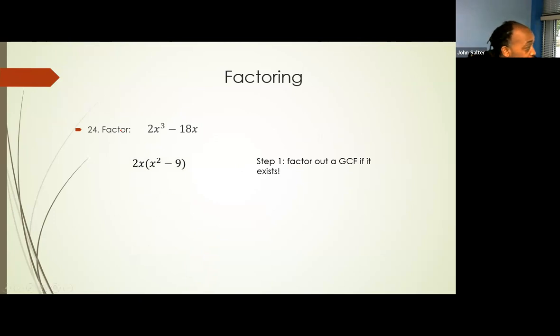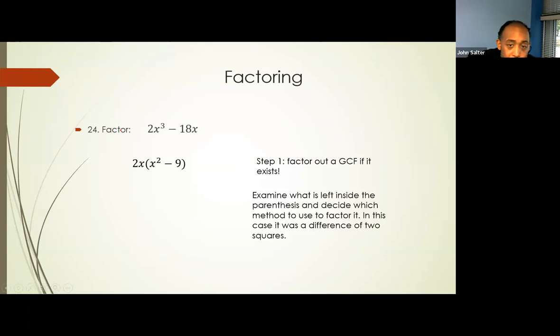For the numbers, it's the 2. They can both be divisible by 2, but then I also have x in common on both. So I pull that out. I'm left with x squared minus 9. I can go a little bit further if I look inside of that parentheses, though. This is a square minus a square, or a difference of squares. I could break that into x plus 3, x minus 3. This is my fully factored.